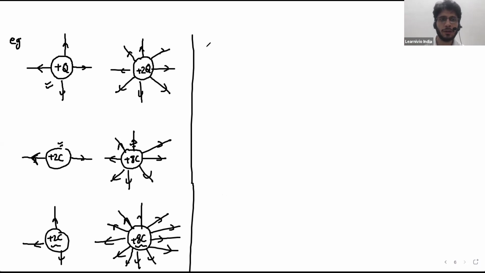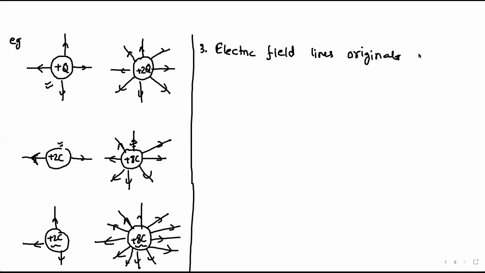So that was about the magnitude. After magnitude, the third term is electric field lines. Electric field lines originate from a positive charge and they terminate at a negative charge.